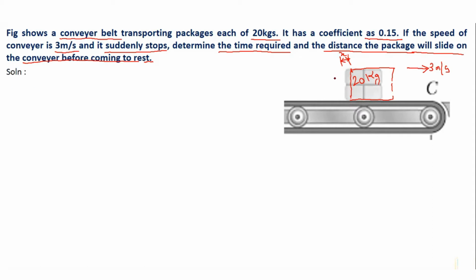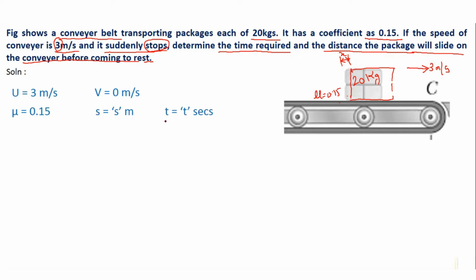So let us start with the solution. We are given that the initial velocity of the conveyor is 3 meters per second, so I will write u is equal to 3 meters per second. Also it is given that it is suddenly stopping, so I will write v is equal to 0. Then the coefficient of friction between this belt and the block is given as 0.15, so I will write 0.15 here as mu.